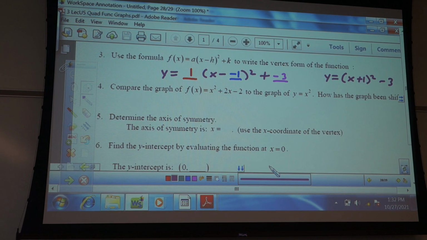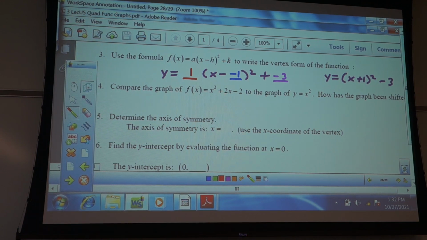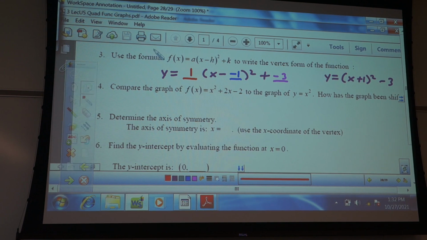How did you get the x minus -1? Because it's x minus h. H is -1. All I did was fill in what a is. So here, a equals 1, so that goes in there. H equals -1, so that goes in there. K equals -3, so that goes in there. That's all we did.